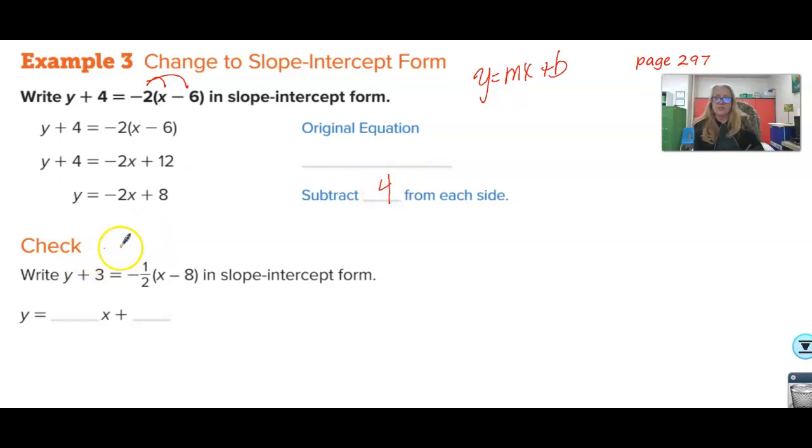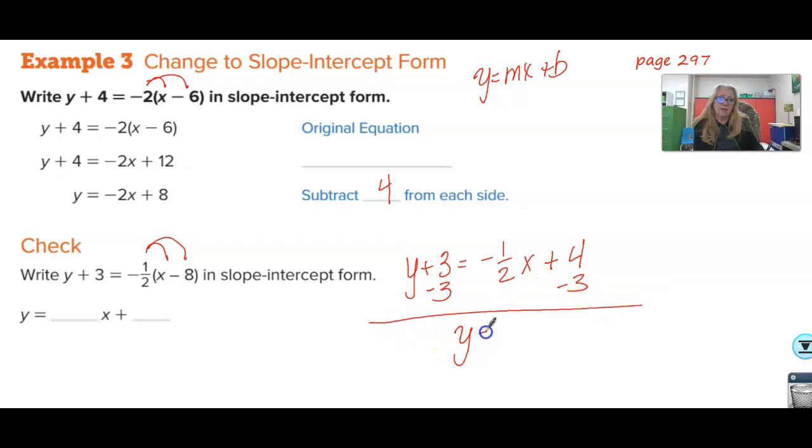Now, here's our chance to do it. We're going to distribute this -1/2 to both of those. That will give us y plus 3 equals -1/2 x, and -1/2 times -8 is +4. Then we subtract 3 from both sides to get y alone, and that gives us y equals -1/2 x plus 1.